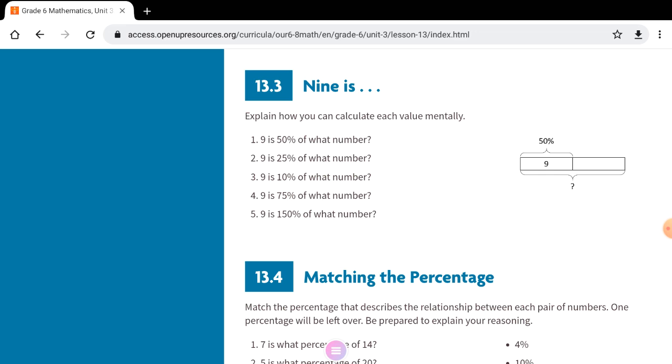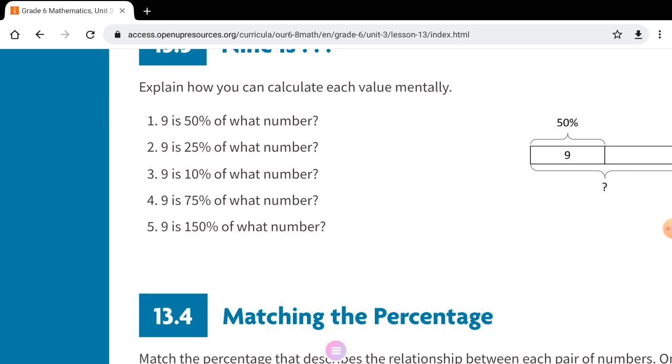So looking here, 9 is 50% of what number? So this is saying if I take 50% of this number, I will get 9. What is that number? Owen? 18. Raise your hand if you were thinking 4.5.